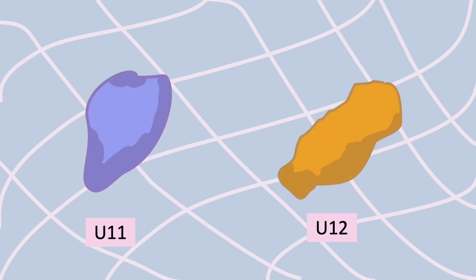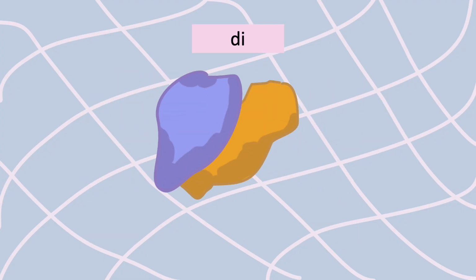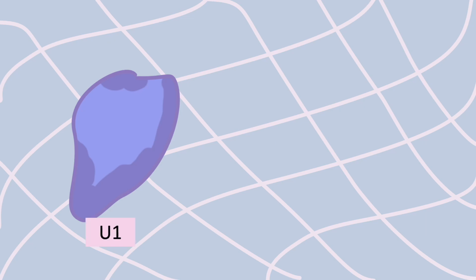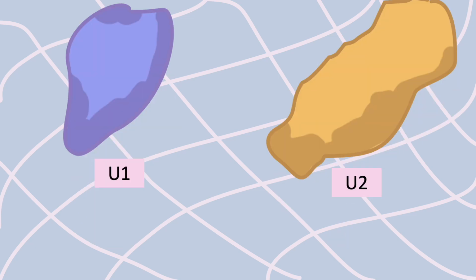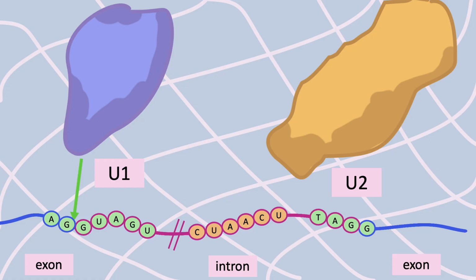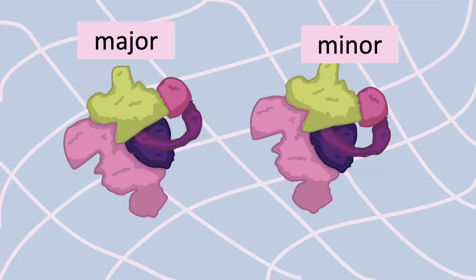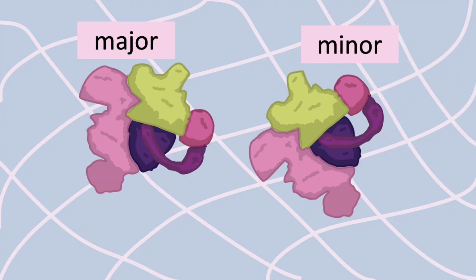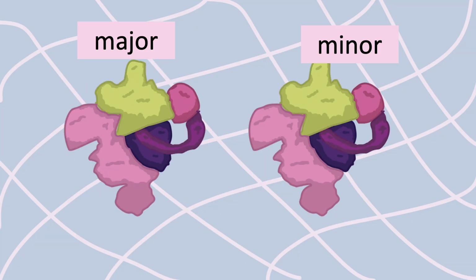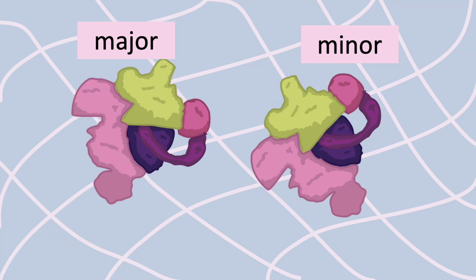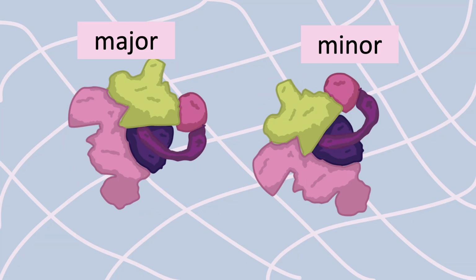For example, in the minor spliceosome, U11 and U12 associate into a di-snRNP before interacting with pre-mRNA, whereas their major spliceosomal counterparts, U1 and U2, do not form a complex and recognize the 5' splice site and BPS respectively, separately and independently. The protein compositions between the 2 types of spliceosomes are near identical. However, several proteins are unique to the minor spliceosome.